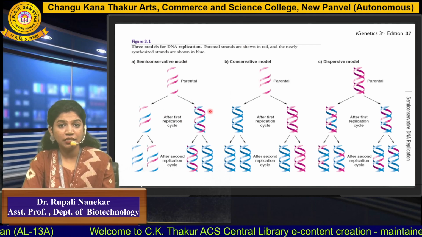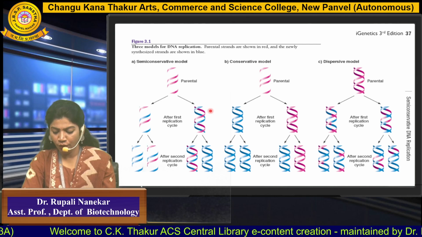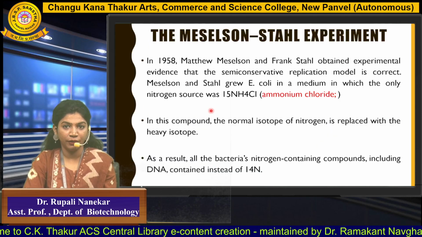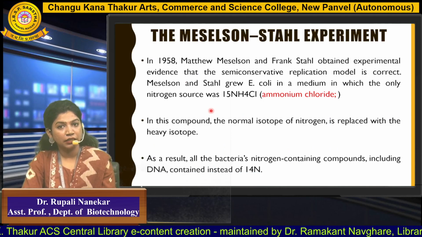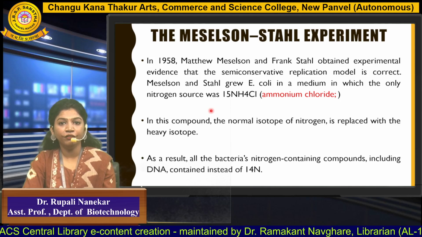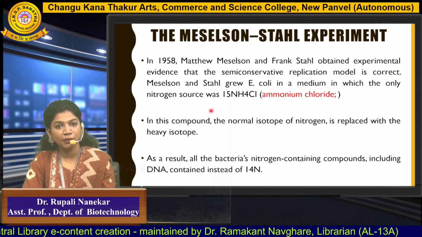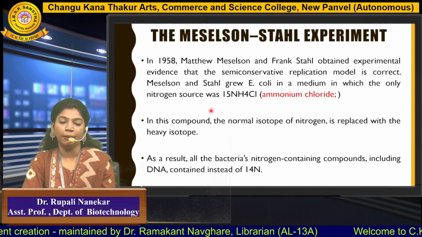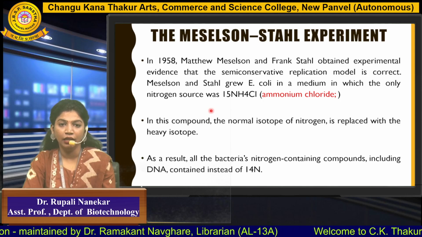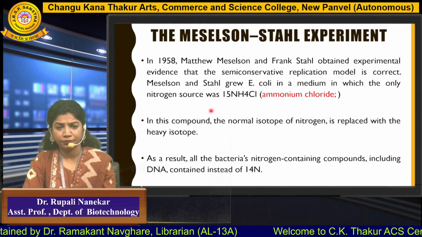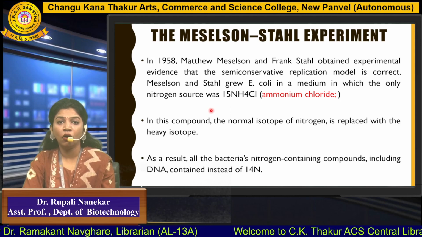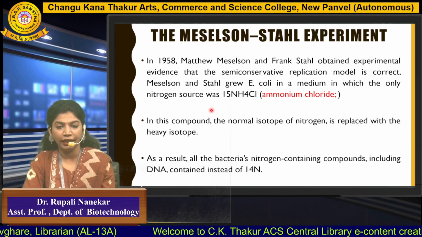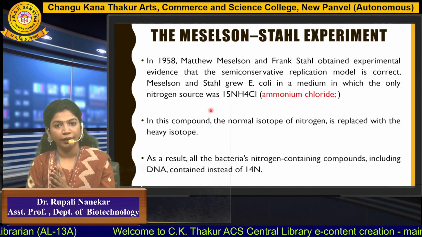Now, why the semi-conservative model? To prove that, we have the Meselson and Stahl experiment. Matthew Meselson and Frank Stahl, in the year 1958, showed experimental evidence that the semi-conservative model is the one important for replication in the prokaryotic cell. Let's see how they got this particular evidence. They grew E. coli because E.